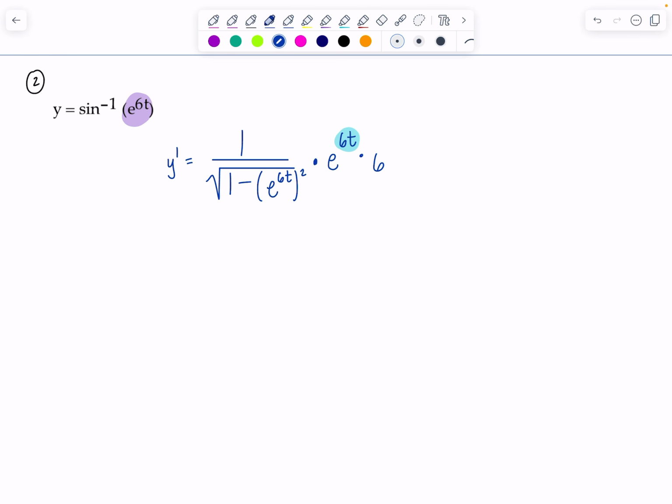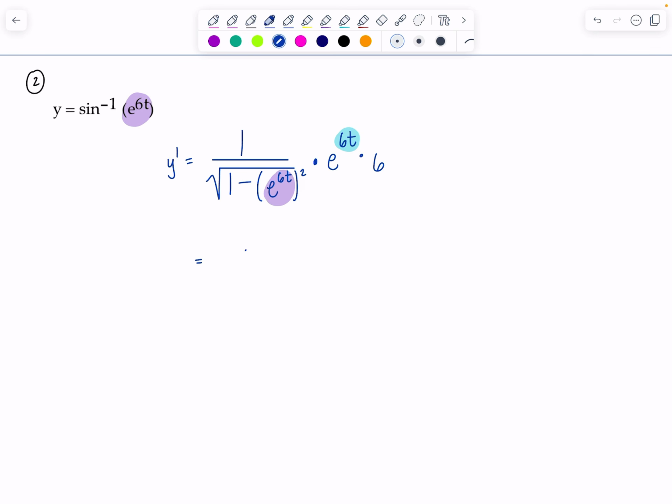Okay, take a second, marinate on it. I have 1 over square root 1 minus whatever was in the parentheses squared, times derivative of just e to the 6t, not e to the 6t squared, no. Just the derivative of this e to the 6t times another 6. And then now we're ready to clean up.